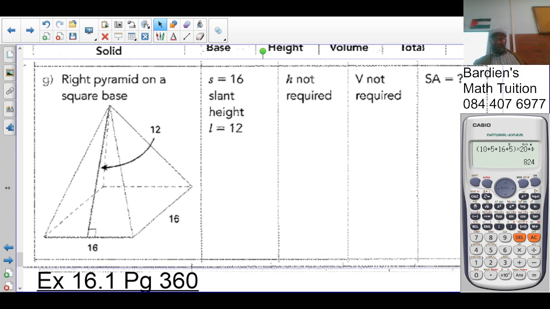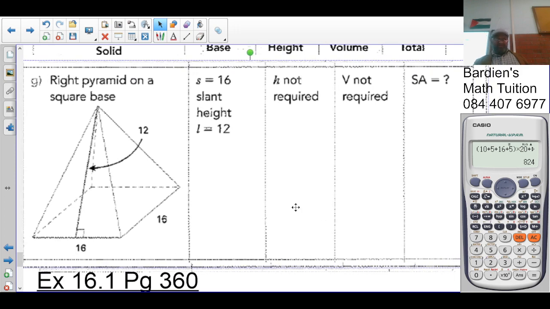Next one. You got a right pyramid on a square base. You see the slanted height is also given as 12. So of course they're going to ask you the surface area. The perpendicular height can be worked out. If you include a triangle there with a slanted height of 12, a base of 8, you can apply Pythagoras to get the third side. But as it says, h is not required, so no calculation there. So the volume not required, so the surface area.